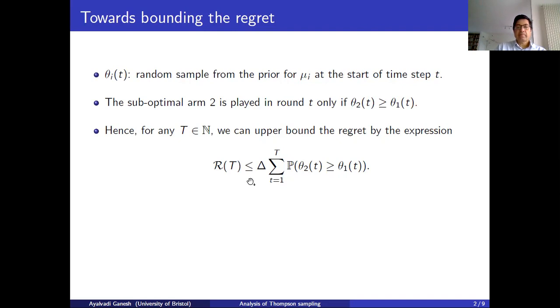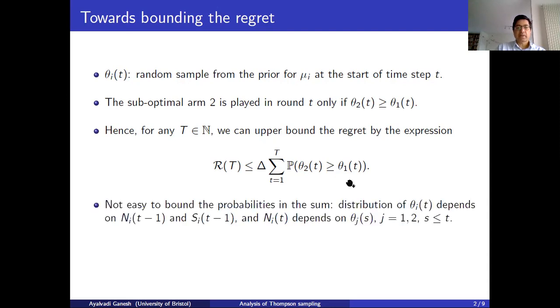Okay, so we have an expression for the regret. So we are done, right? Not exactly, because this probability is not easy to calculate or even to bound, because these distributions are not given to us. They depend on the history up to time t.